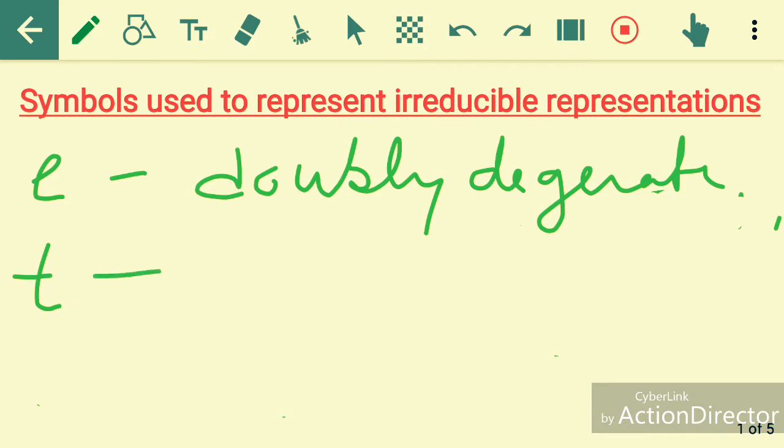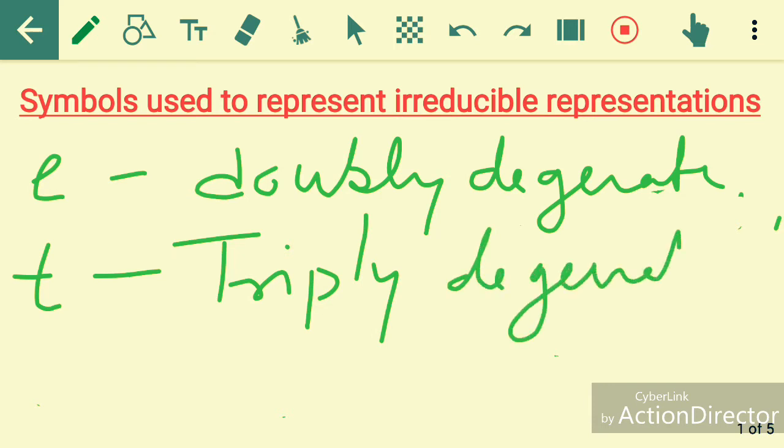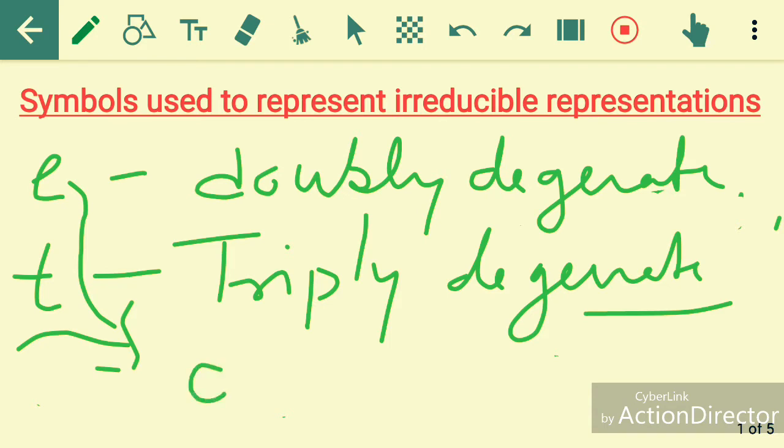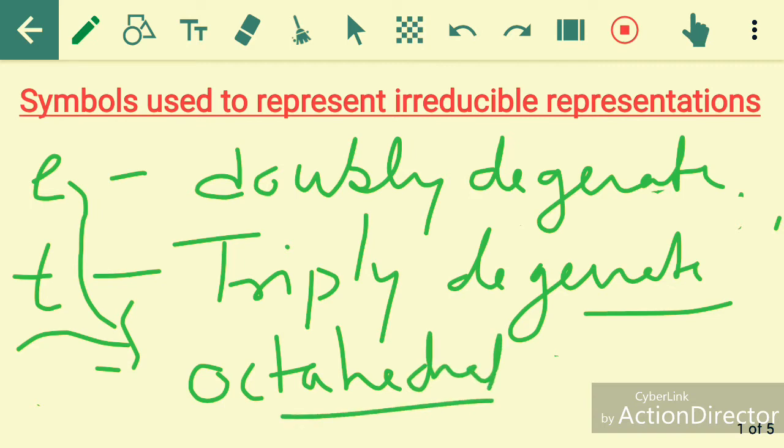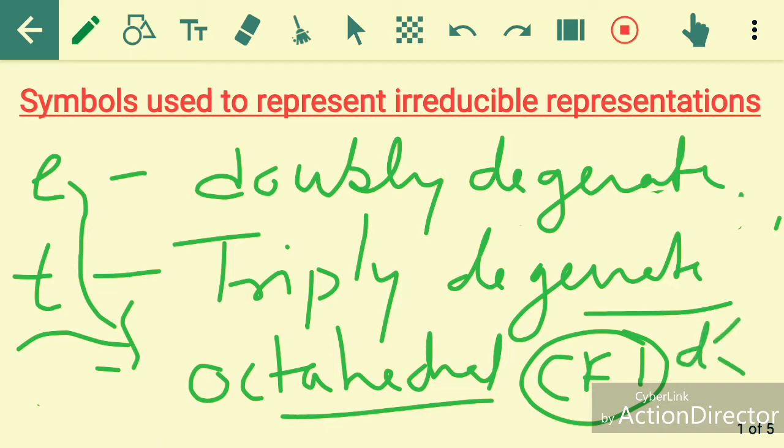And what is the meaning of T? T means triply degenerate. You have already heard about E and T in octahedral complexes. When a tetrahedral or an octahedral complex splits in a crystal field, the d orbitals are generally split into two sets, one is E and one is T. T means triply degenerate, which here means dxy, dyz and dzx. And E means dx square minus y square and dz square.